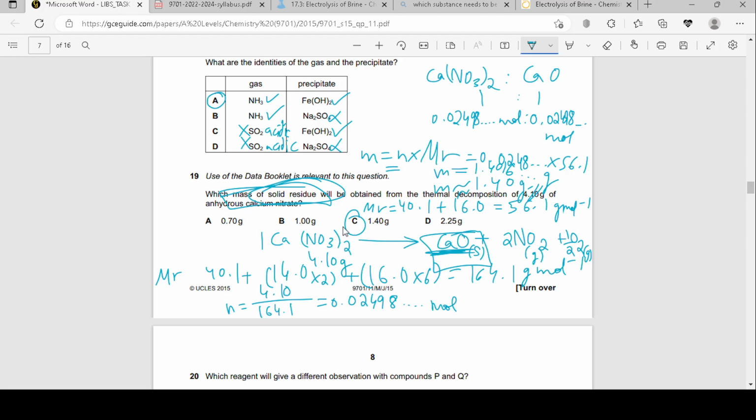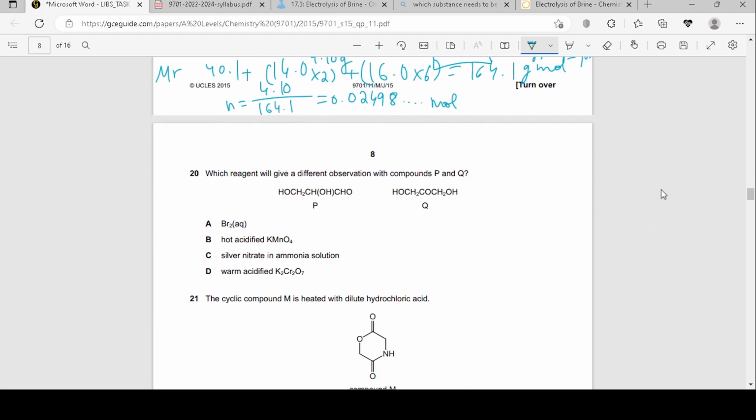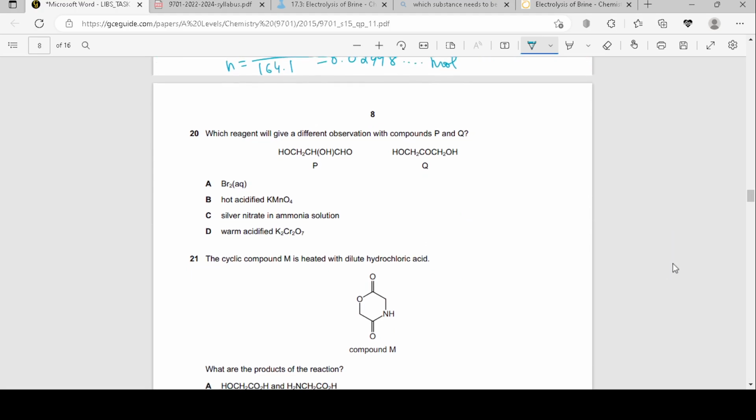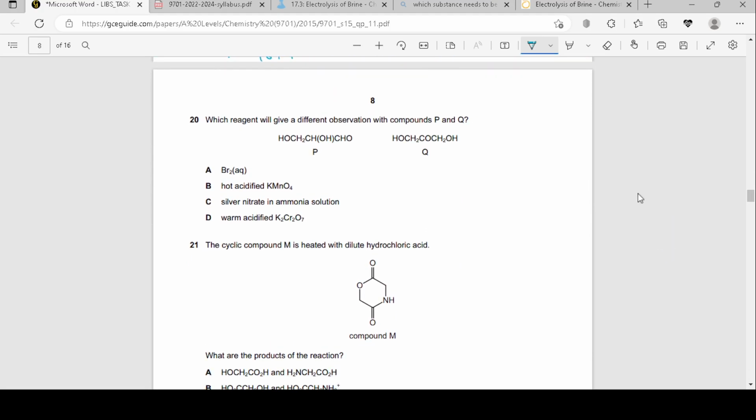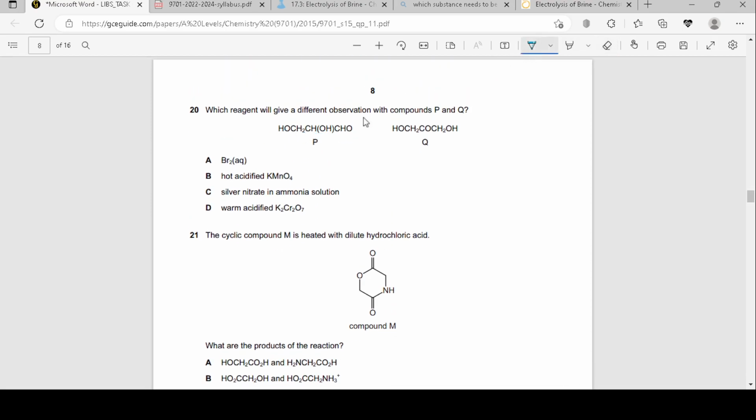And let's go to the next question now. Question number 20. Which reagent will give a different observation with compounds P and Q? So I can see over here I have one OH group, and one OH group over here, so basically two alcohol groups. This is a primary alcohol group and this is a secondary alcohol group, and this is an aldehyde group as well. So I have aldehyde and also alcohol groups, okay.